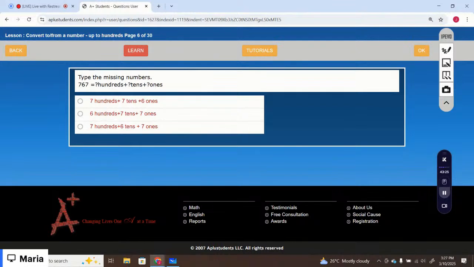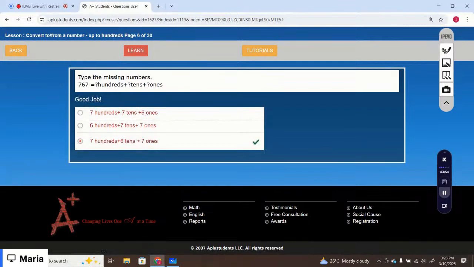767, which is the correct option. That is 700, 6 tens, and 7 ones. Option number three is the correct option.